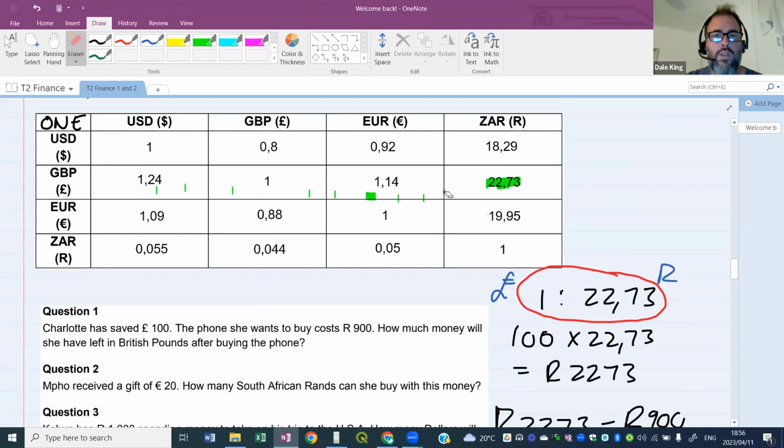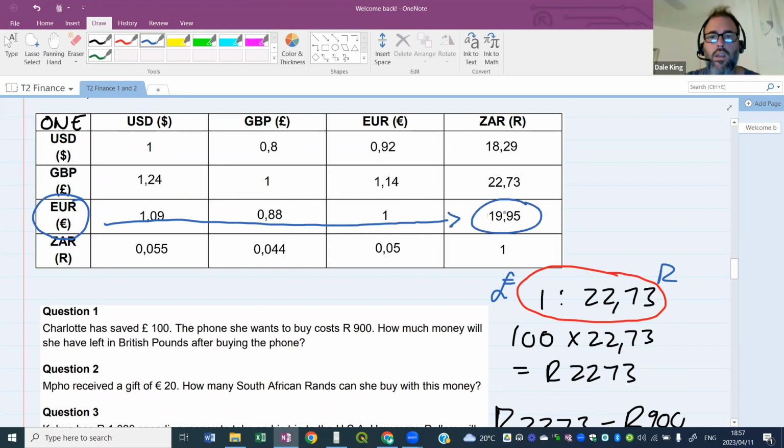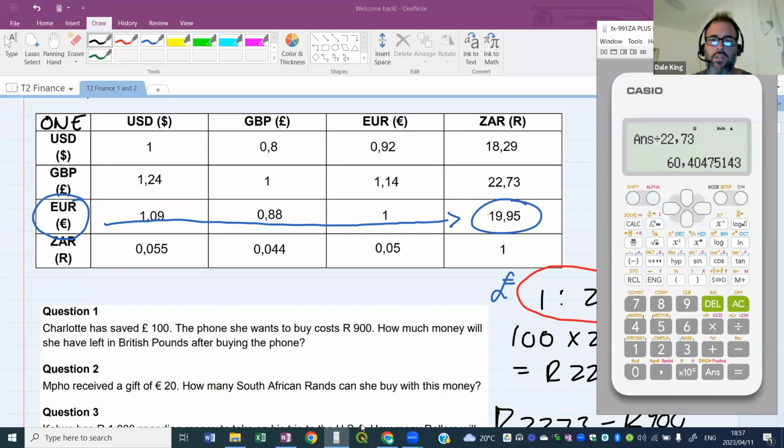If we have to use our table, we've got 20 euros. How many rands is that? So here's the euros. You've got to go all the way across to the rands. It's an easy calculation. She's got 20 euros. How many rands will that be? Nice and easy to end it off tonight. 20 euros. How many rands will that be? 399. All right, good.